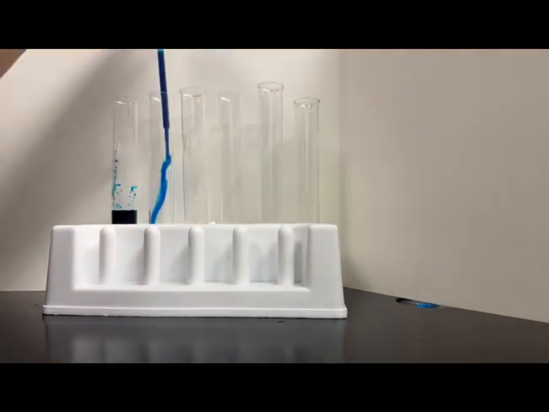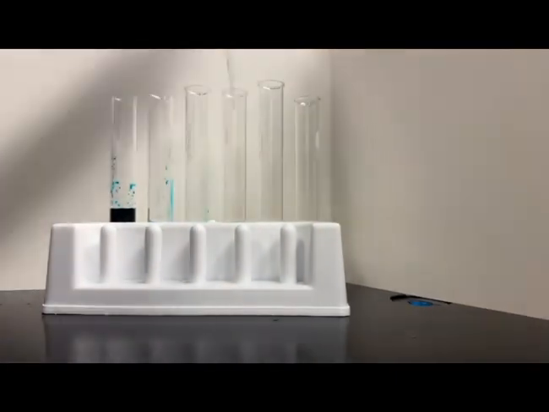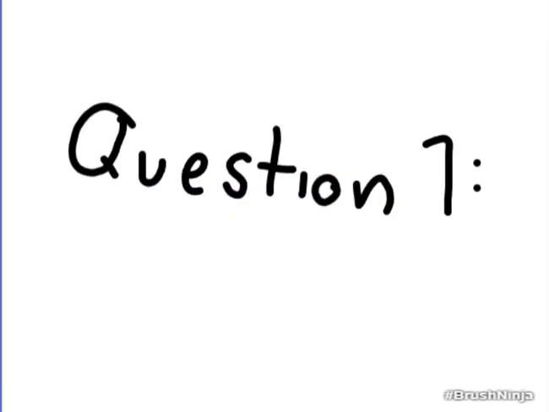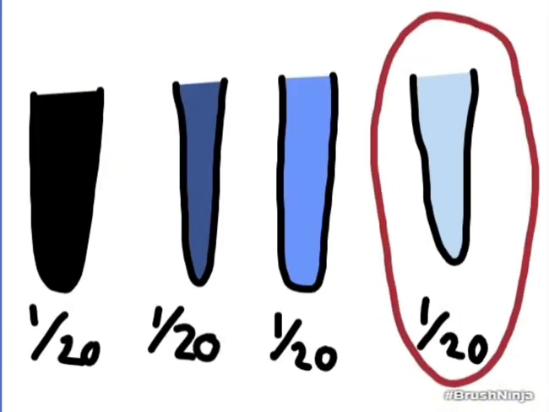Now let's take a look at a 10-fold serial dilution in real life. Let's try out a couple examples. Let's say we have a 20-fold dilution with 4 test tubes. What would the final dilution of test tube 4 be?